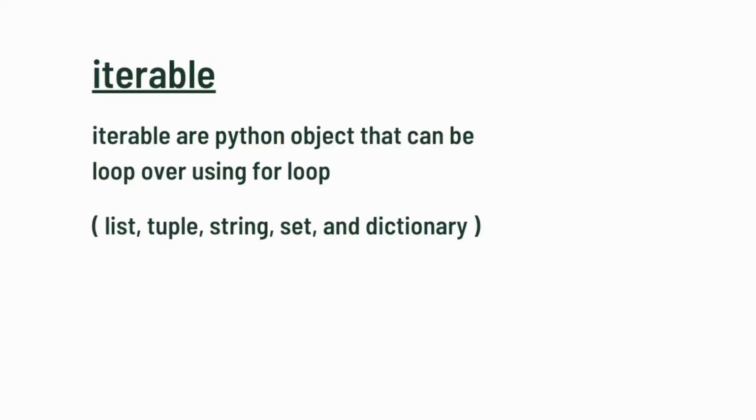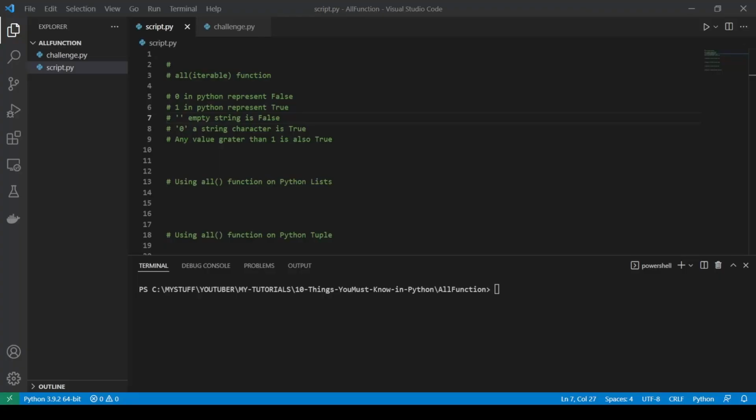Iterables are Python objects that can be looped over using a for loop. Examples are list, dictionary, string, tuple, and set. Let's head over to the script.py file to demonstrate how the Python all function works with lists.